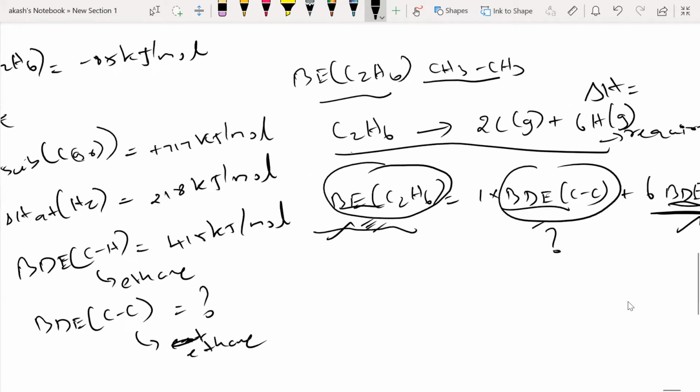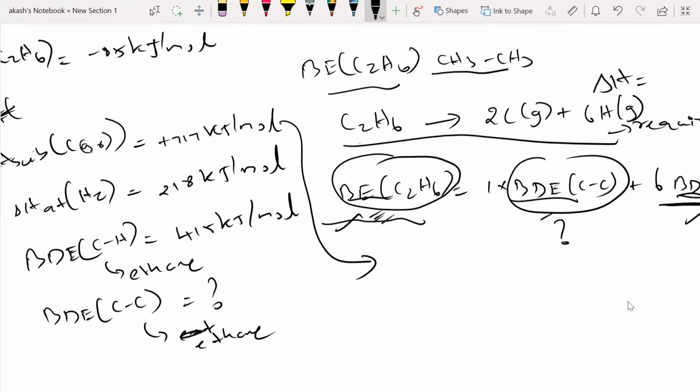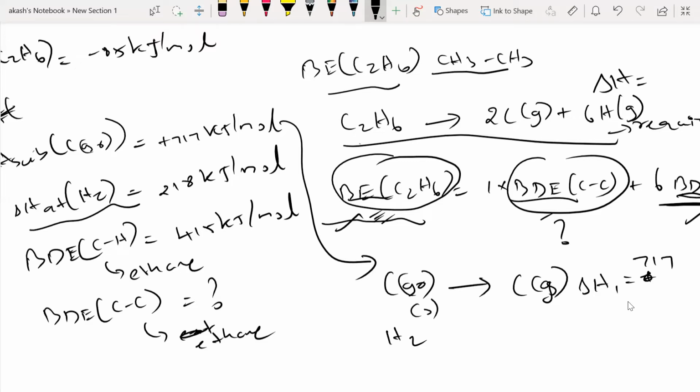So let us look into what is given to us. Enthalpy of sublimation of carbon graphite is given. Carbon graphite, which is in solid state, is going to go to carbon gaseous phase, and that value, delta H1, is plus 717 kilojoules per mole. Next, enthalpy of atomization of H2 gas is given. It is going to go to 2H, because that's how we define it: whatever the molecule, convert into atoms. For that, delta H2 is 218 kilojoules per mole.